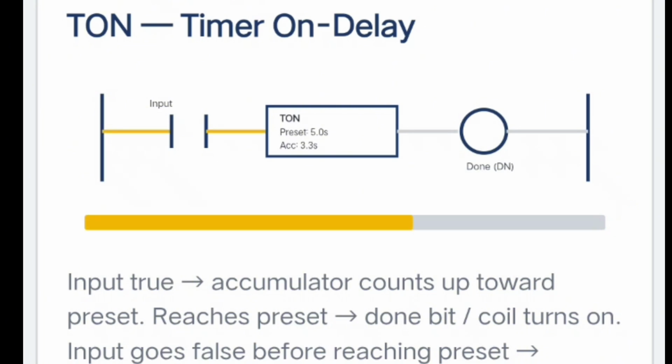Real example: a downstream conveyor confirms, running, feedback. You wire that feedback into a TON with a 5-second preset before allowing the upstream feeder to start. That gives the conveyor belt time to actually get up to speed and stabilize before material starts landing on it.